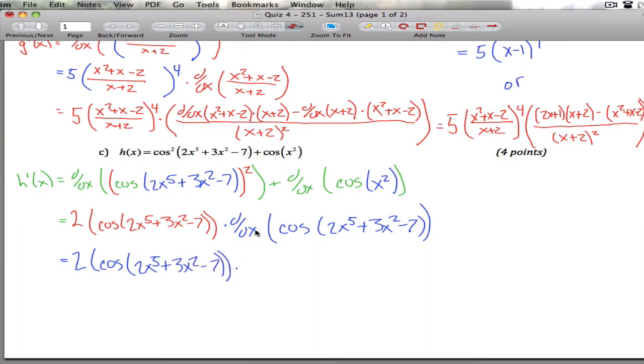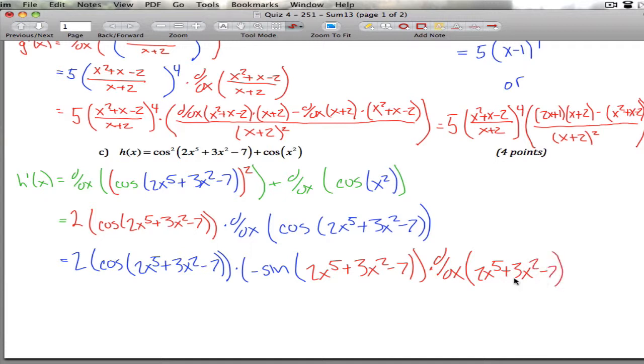And then for this derivative here, the outermost function is cosine. Derivative of cosine of something is negative sine. And now we can leave all of this alone, this inner function, 2x to the 5th plus 3x squared minus 7. Then we're not done. We have to multiply that by the derivative of 2x to the 5th plus 3x squared minus 7. And note all of this is just for this first term here. So really to make all these lines correct, I should say. And then I'll still have to take the derivative of cosine of x squared.